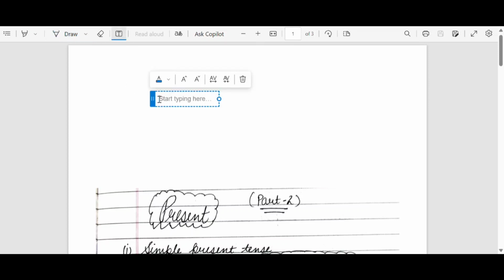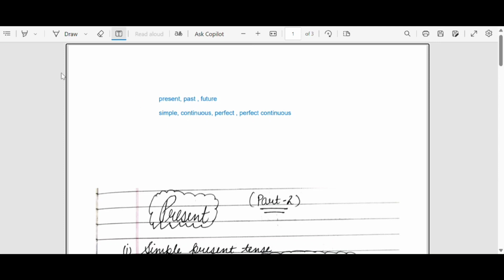So, let us recall the previous session. There are three types of tenses: present, past, and future. The further classification of types of tenses is into four parts, that is the simple, continuous, perfect, and perfect continuous. So we'll discuss present tense and its four classifications in today's video. So let us start.